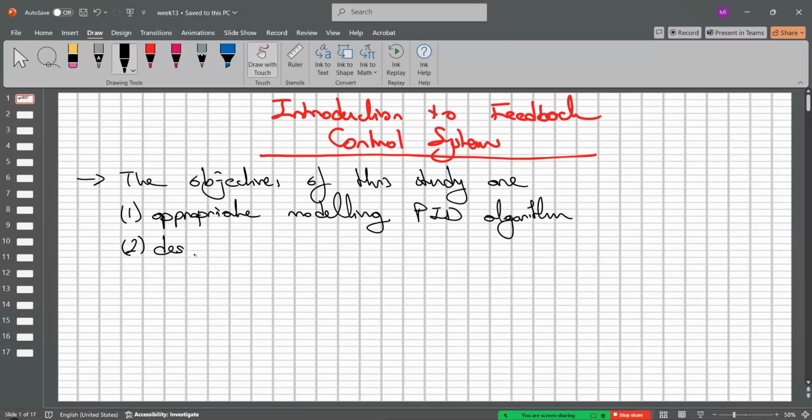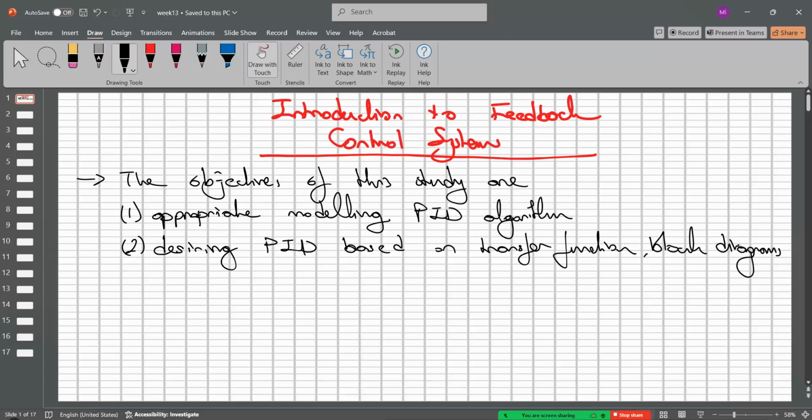And after all, we need to design the desired PID based on transfer function, block diagram, and other methods. Okay, these are the objectives. In order to design your system from the control perspective, we need to utilize some rules based on control theory. But first of all, we need to define two terms: the closed loop and open loop concepts in control. Okay.